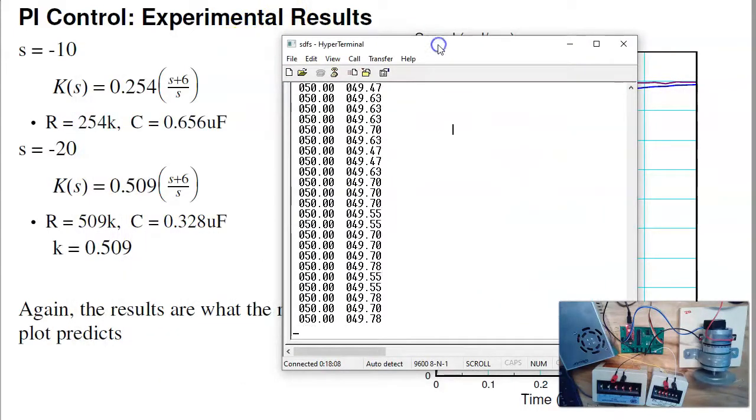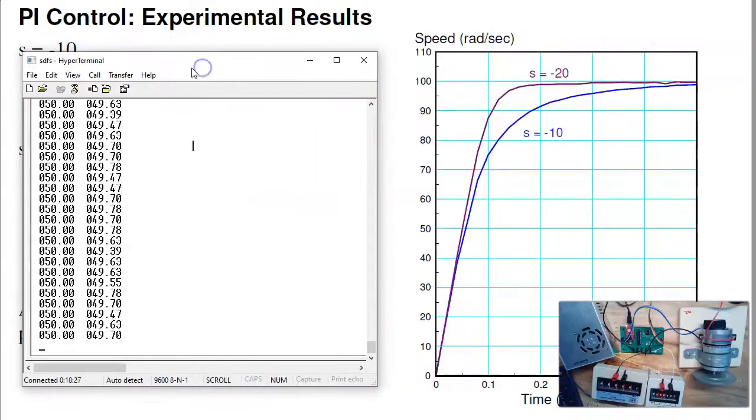If I adjust the gains, make that 509K, and C is 0.328, that should put the pole at minus 20. And you get the purple line. So again, root locus is doing a very good job at predicting how the system is going to behave. Not only does it predict how it's going to behave, it tells me what gains I need to give a very specific response. And root locus really works.